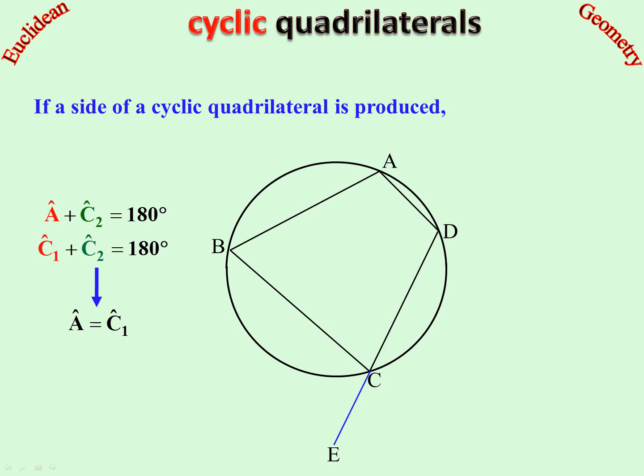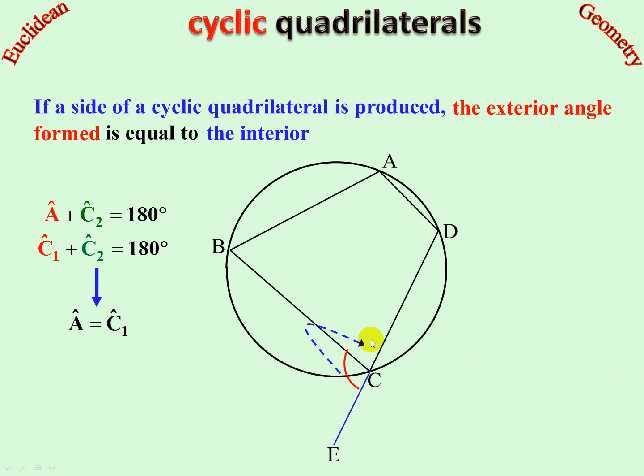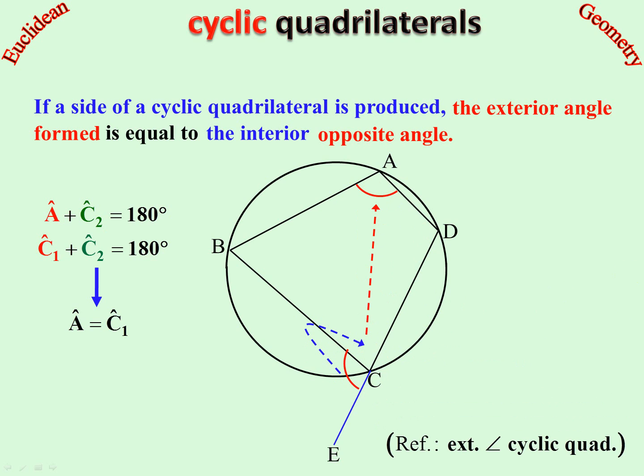Which now gives us another theorem. If a side of a cyclic quadrilateral is produced, the exterior angle formed, so there's the exterior angle there, is equal to the interior opposite angle. So exterior angle, inside opposite angle, because that inside opposite adds up with that there to get 180, and that adds with that to get 180. And we call that exterior angle cyclic quad.